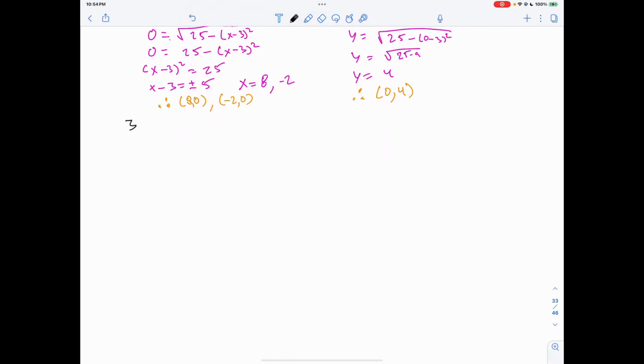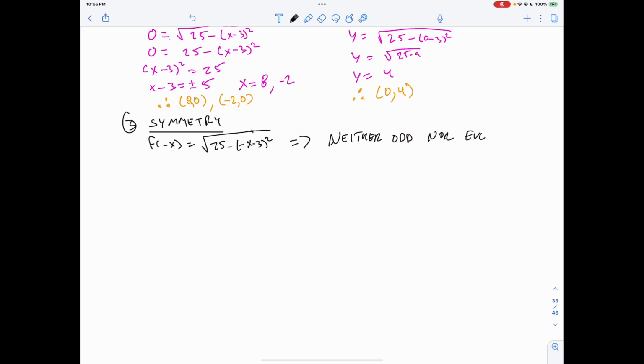Step 3 for the symmetry. When I take f of negative x, I get the square root of 25 minus (negative x minus 3) squared, which is neither odd nor even. So no symmetry here.